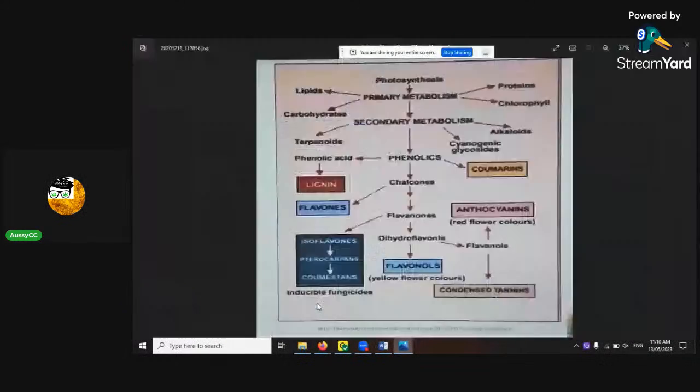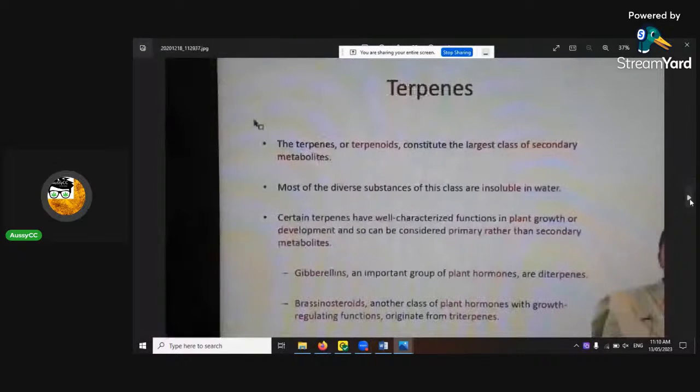Up to here. So terpenes. What are terpenes? The terpenes, or terpenoids, constitute the largest class of secondary metabolites. They're very diverse and include substances that are insoluble in water, so they float. So if you use people who extract, it's very important that you want to have a terpene profile before you're going to extract, because a lot of them are insoluble, meaning they'll float, so therefore you can somehow extract them.